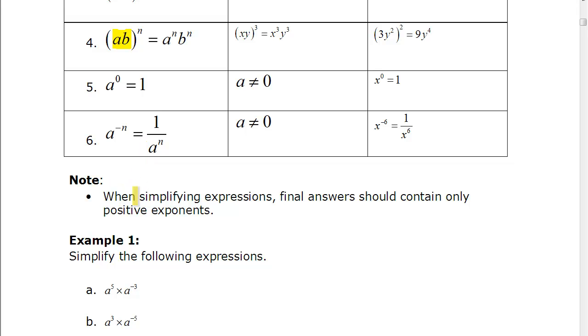A final note: when you start simplifying these expressions, your final answer should only have positive exponents. So a simplified result should never have a negative exponent. You'll use rule 6 to get rid of the negative exponent.